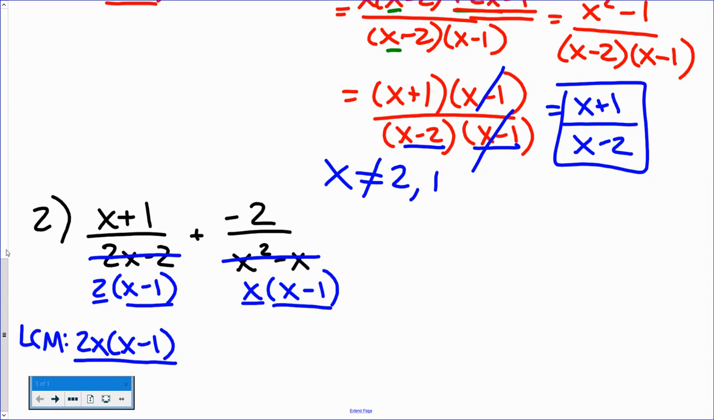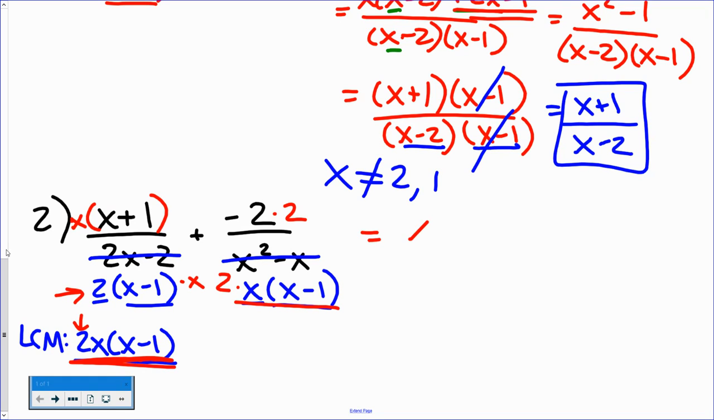So take a look. What do I need to multiply this by so that it would match my denominator? Well, I'd have to multiply it by x, which means I must multiply the top by x. What do I need to multiply this denominator by so that it matches my common denominator? Well, it needs a 2. So I will multiply it by 2 and the top by 2. So let's rewrite what we got.